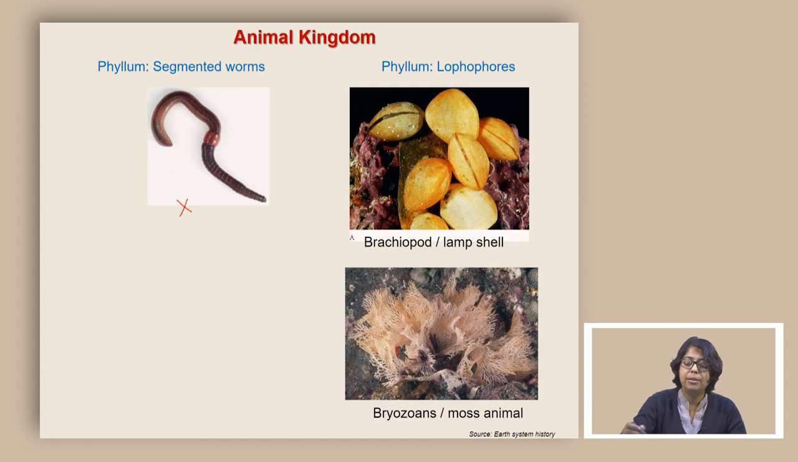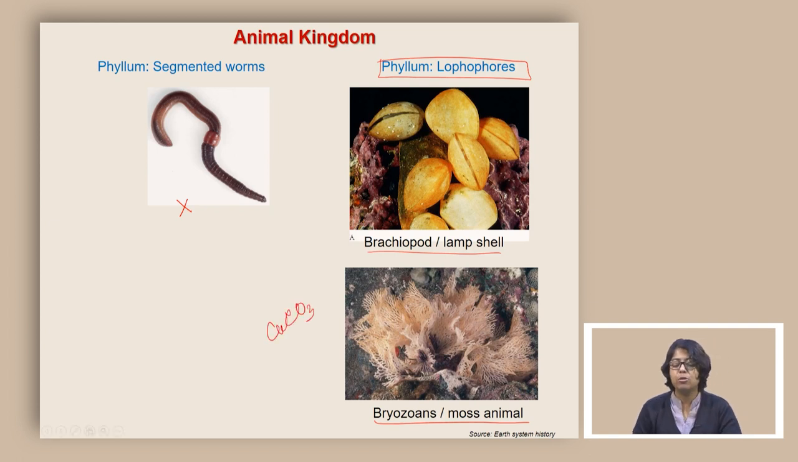On the other hand, there are phyla which are called lophophores or lophophorates. They have different kinds of animals such as brachiopods, these are lamp shells, and bryozoans, these are moss animals. All of them again have a skeleton, an exoskeleton made up of calcium carbonate, and therefore they get preserved very well.